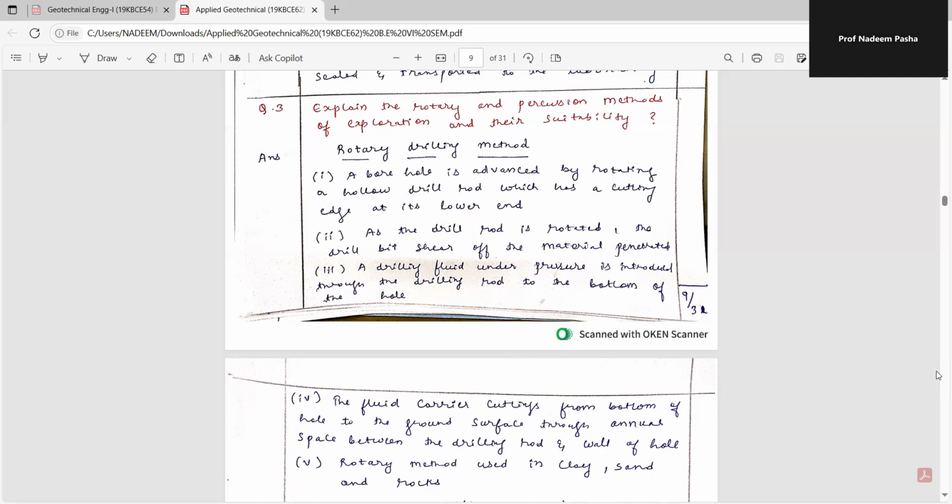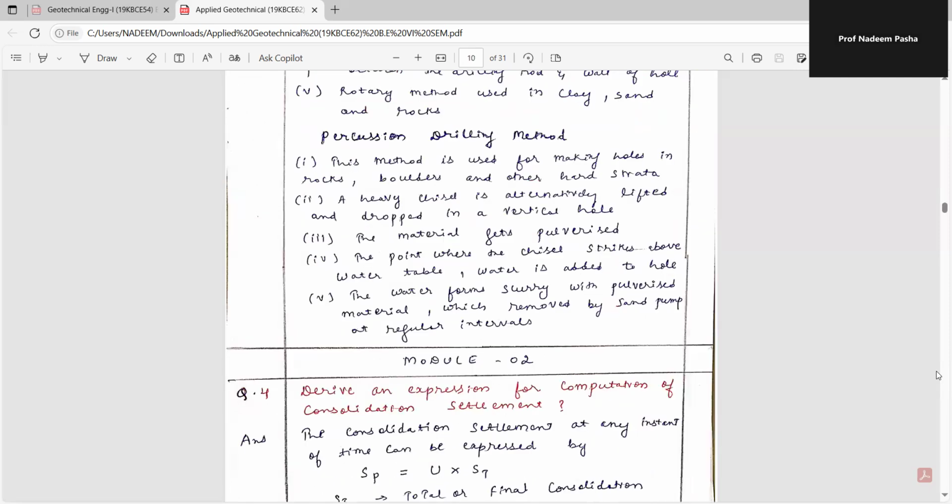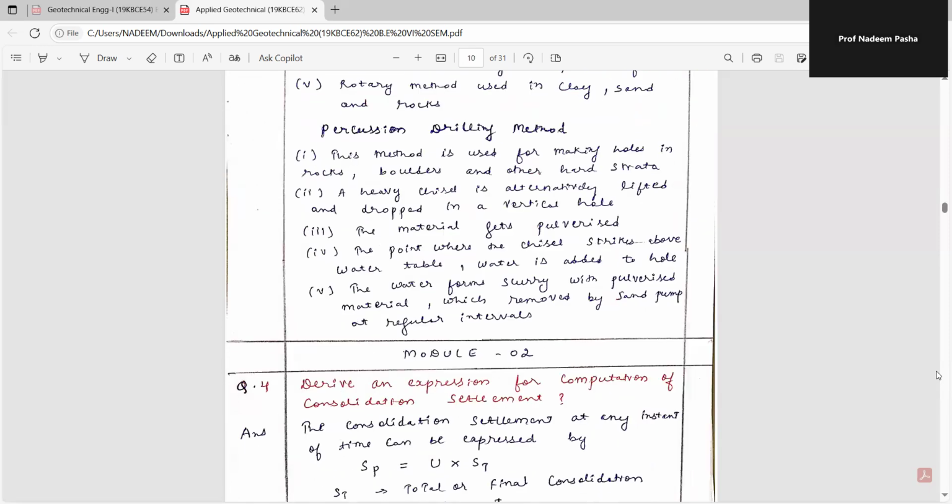Rotary methods are used in clay, sand, and rocks. Percussion drilling method: this method is used for making holes in rocks, boulders, and other hard strata. A heavy chisel is alternately lifted and dropped in a vertical hole. The material gets pulverized. If the point where the chisel strikes is above the water table, water is added to the hole. The water forms slurry with the pulverized material, which is removed by a sand pump at regular intervals.